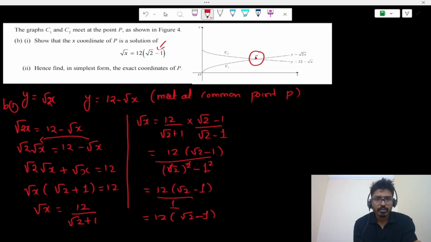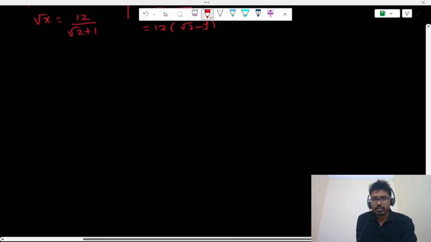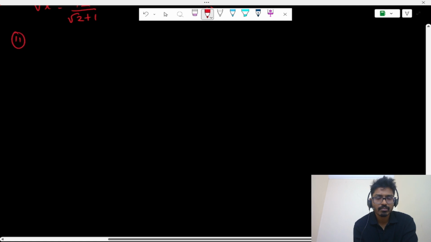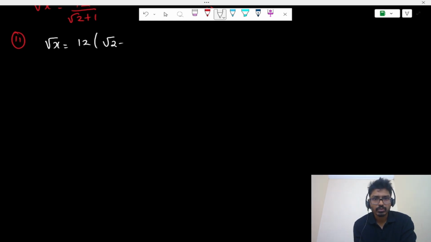And then for B part 2, we need to hence find the simplest form of the exact coordinates of P. Okay, so we need to find the coordinates. We have our equation, root x is equivalent to 12 times (root 2 minus 1). Now I'm going to find the value of x, so we need to find the x and y coordinates.